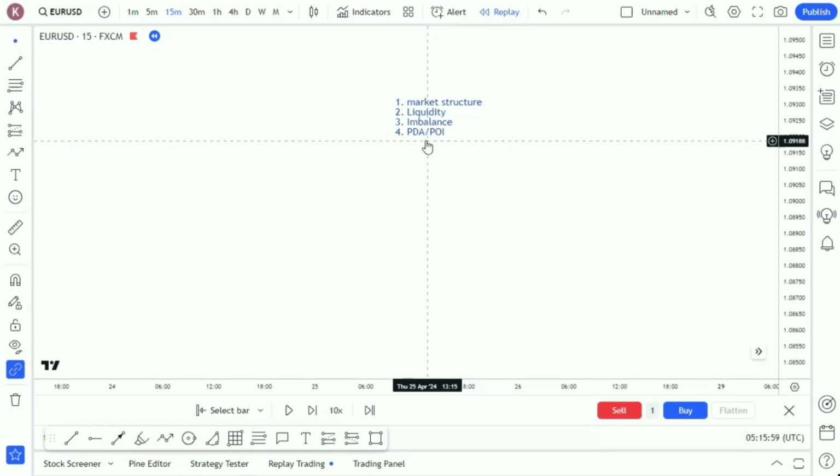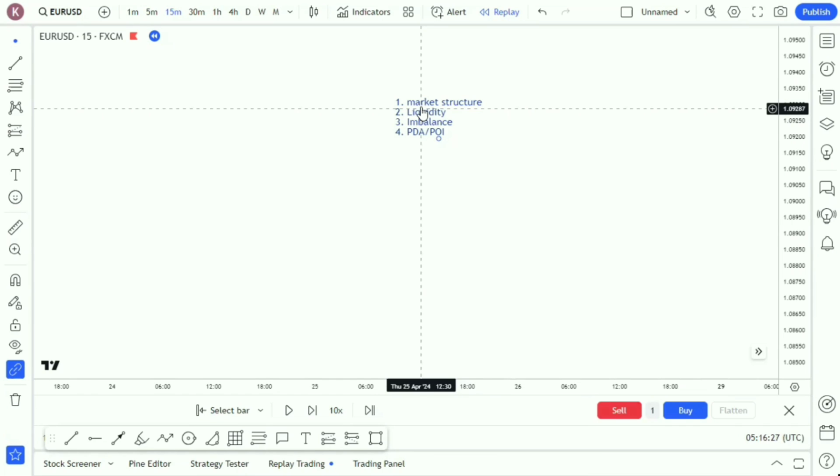The market structure is going to help us to know the direction. Okay. Liquidity is going to help us to understand areas where we can expect fake outs or fake zones, or we can say stop sweeps or liquidity sweeps. The imbalance is going to help us to know that price is going to create a retracement or a pullback and fill that imbalance. And last, the PD arrays or points of interest are going to help us to know where we are going to take entries.